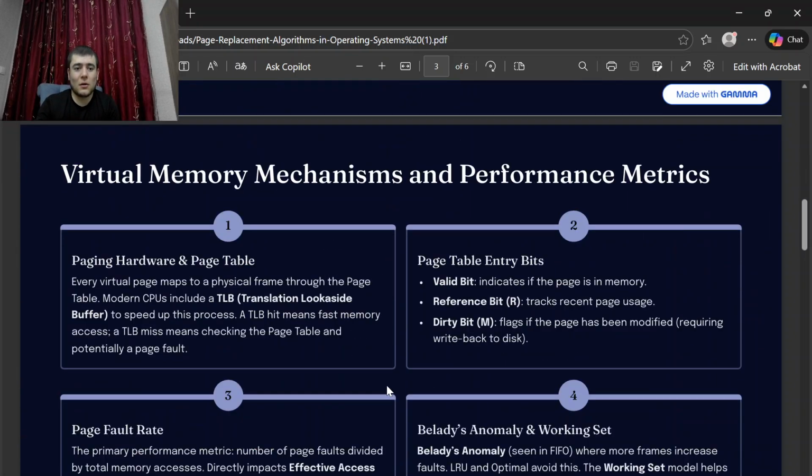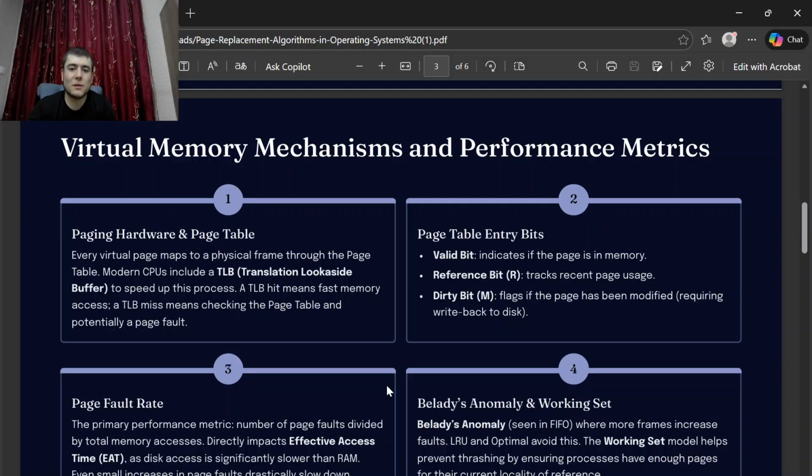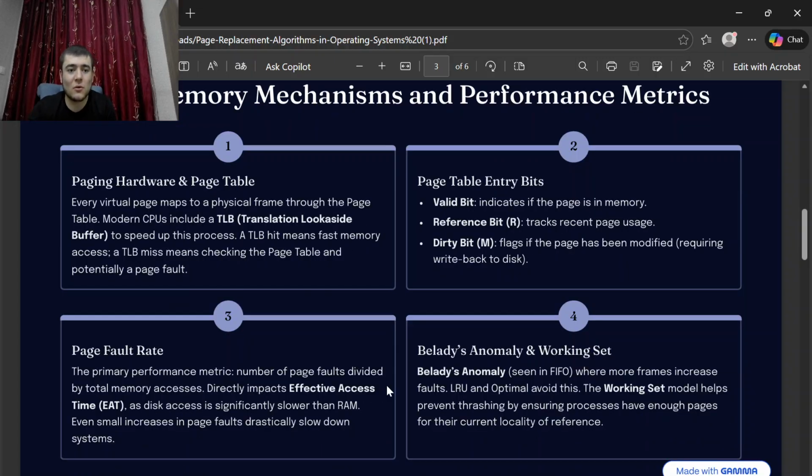Here, I want to talk about virtual memory mechanics and performance metrics. First is paging hardware and the page table. Every virtual page maps to a physical frame through the page table. The CPU includes a TLB, translation lookaside buffer, to speed up this process. A TLB hit means fast memory access. A TLB miss means checking the page table and potentially a page fault.